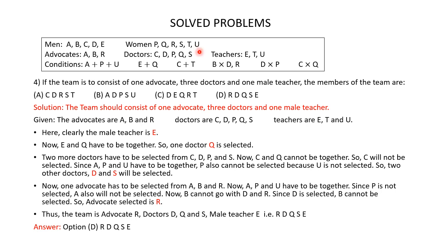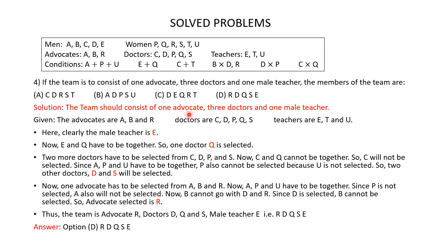So this is the given information and conditions. Now let's use this along with the information given in the question to answer the question. If the team is to consist of 1 advocate, 3 doctors and 1 male teacher, the members of the team are, here you are given 4 options and you have to find out which of these options is the correct one.